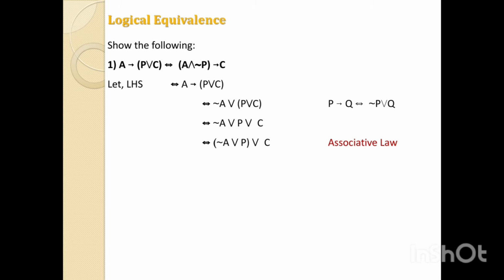Now the not A or P is the formula of the implies, that is P implies Q is logically equivalent to not P or Q. Then here this not A or P, we can write down as A implies P. But in our requirement we do not require A implies P, we require A and not P.